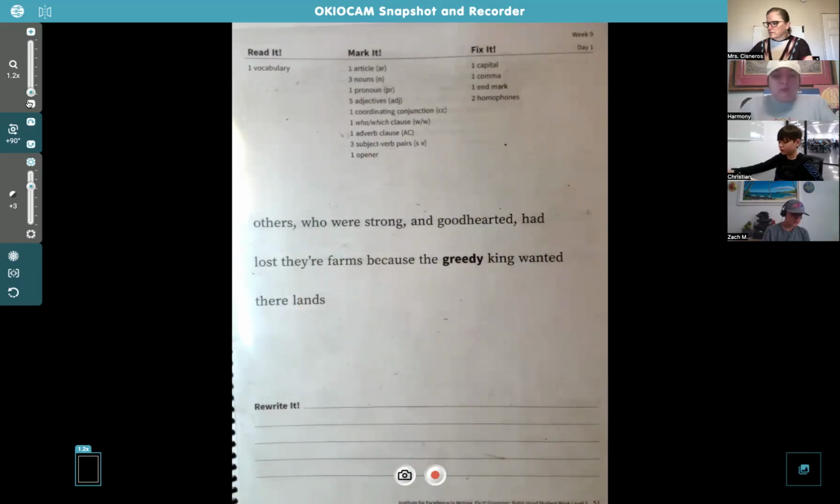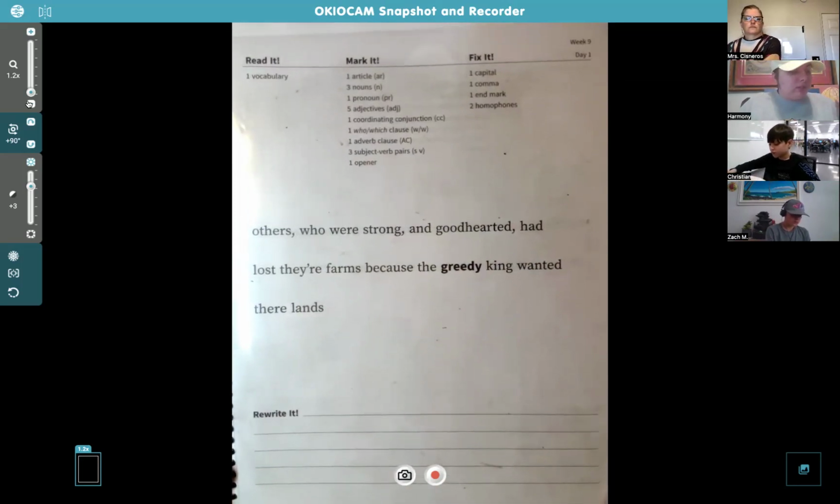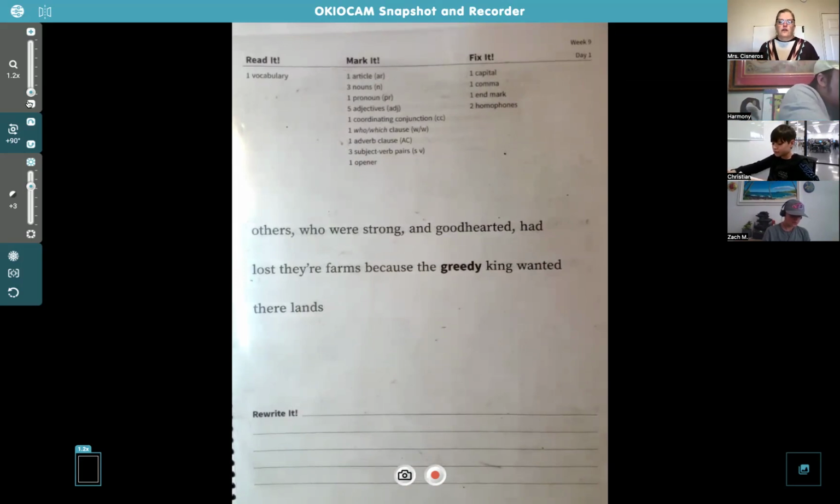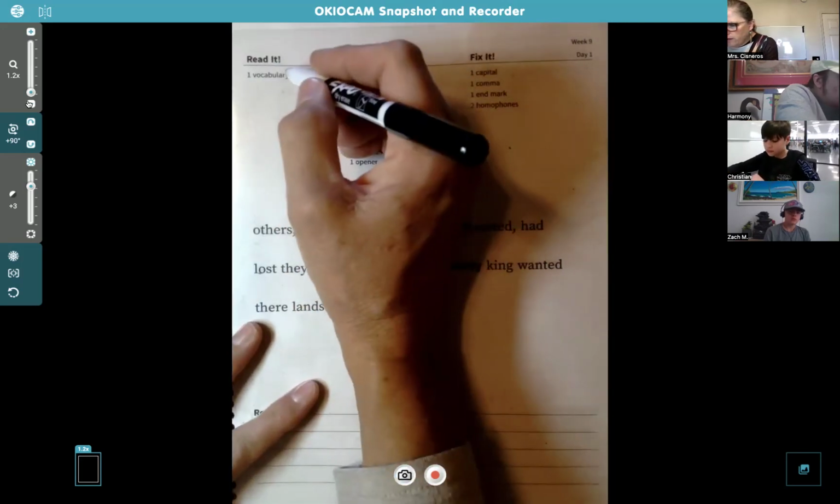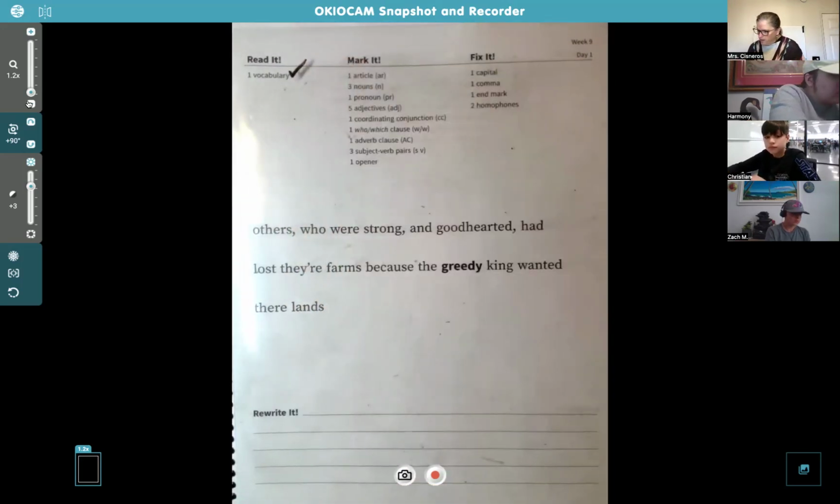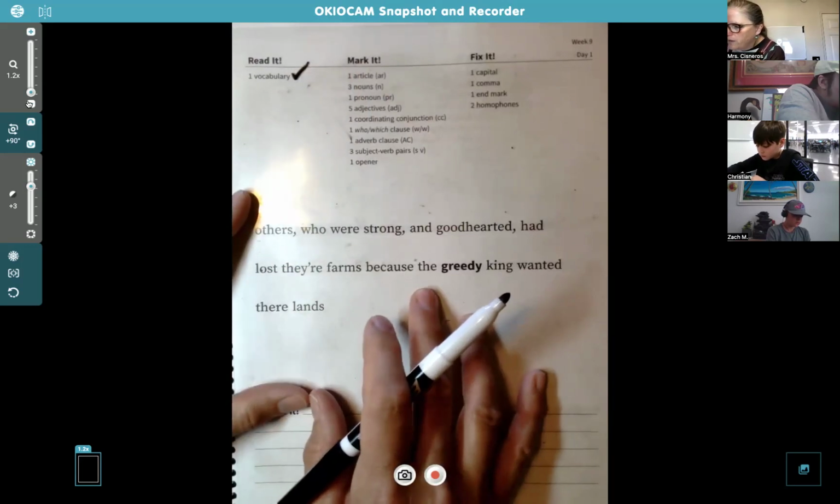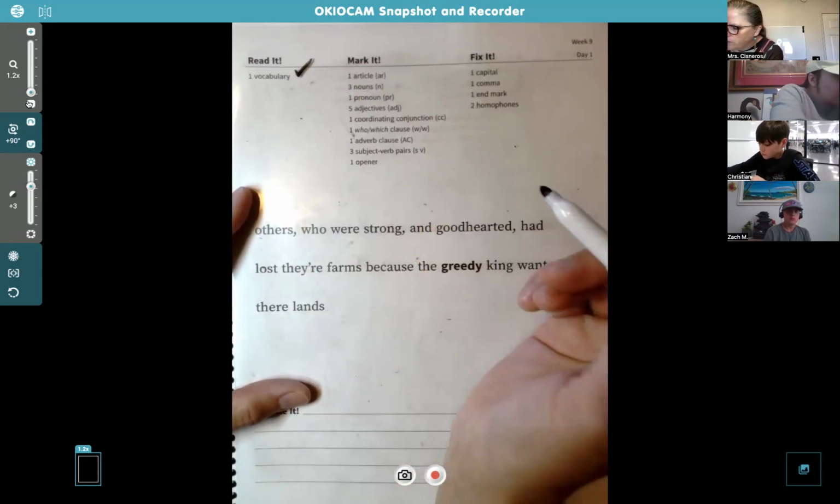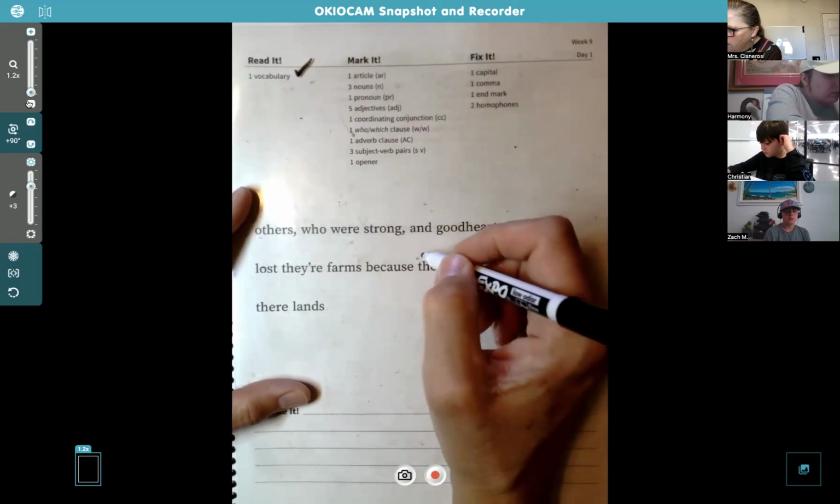Others, who were strong and good-hearted, had lost their farms because the greedy king wanted their lands. Good. All right. We know greedy. We've heard about greedy people and characters before. Means if you already have a lot of money, but you still want more money, you can't ever be satisfied. You want more and more and more. Greedy, right? Okay. Wanting too much wealth. And then there's one article, so we can find that by yourself really quick.